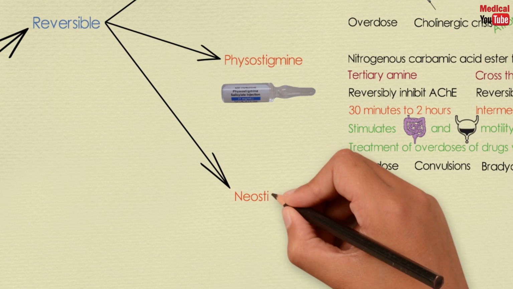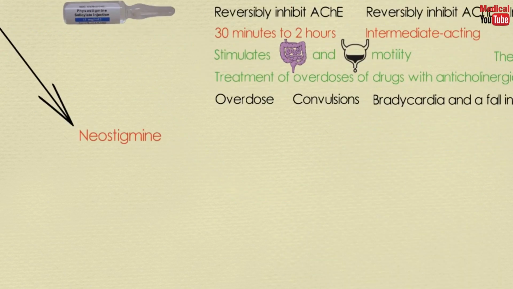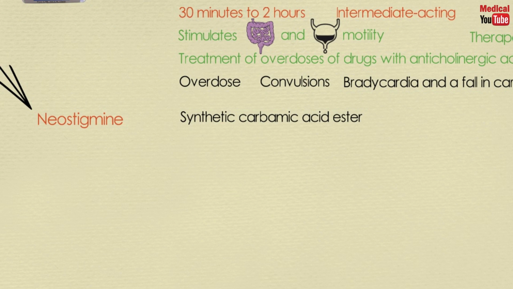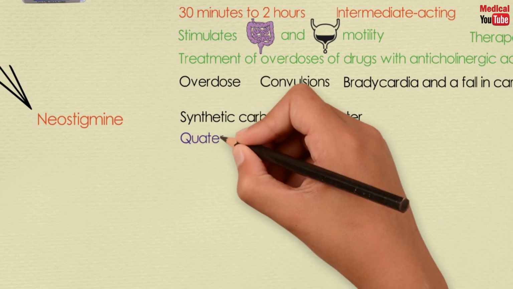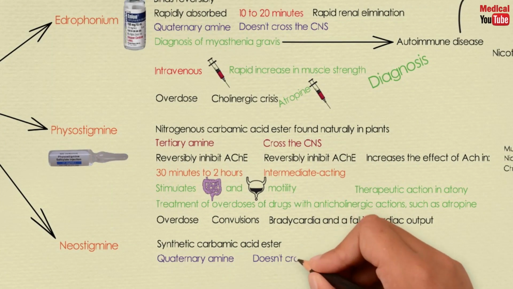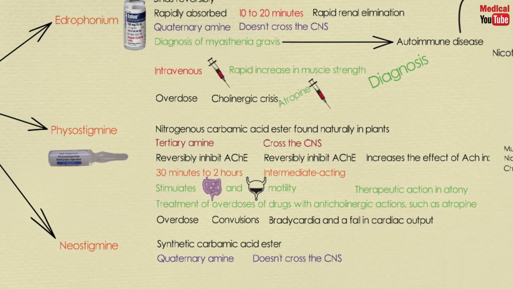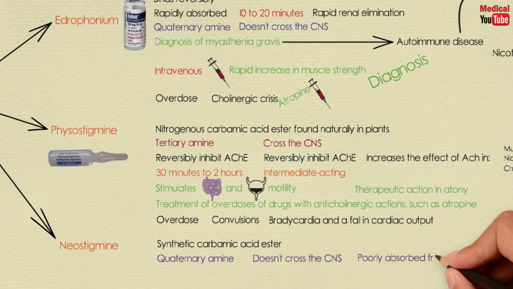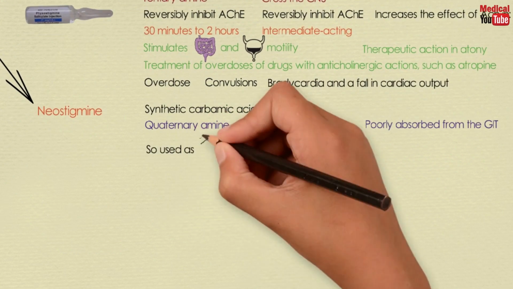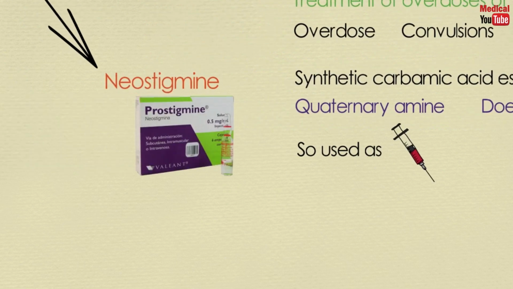Neostigmine is a synthetic compound that is also a carbamic acid ester, and it reversibly inhibits acetylcholinesterase. Unlike physostigmine, neostigmine has a quaternary nitrogen. Therefore, it is more polar, so it does not enter the CNS, and is poorly absorbed from the GI tract, so it is used as injection, and is available with the brand name, prostigmine.